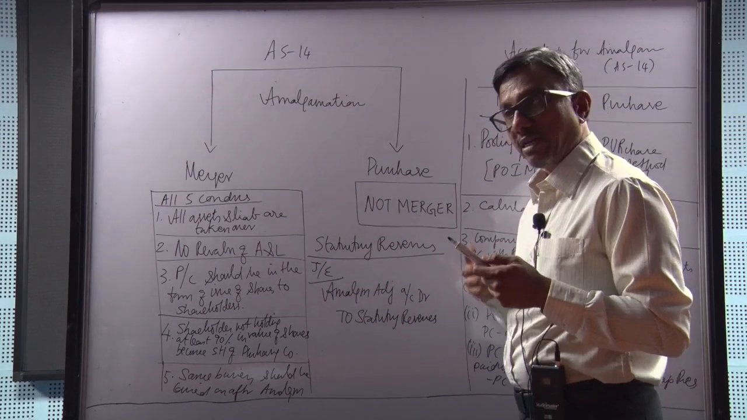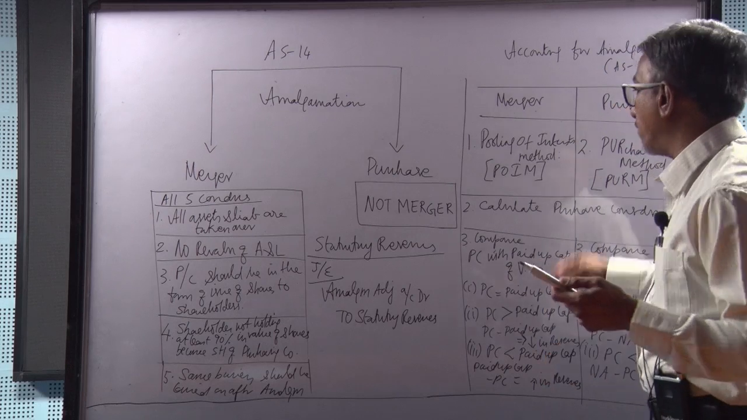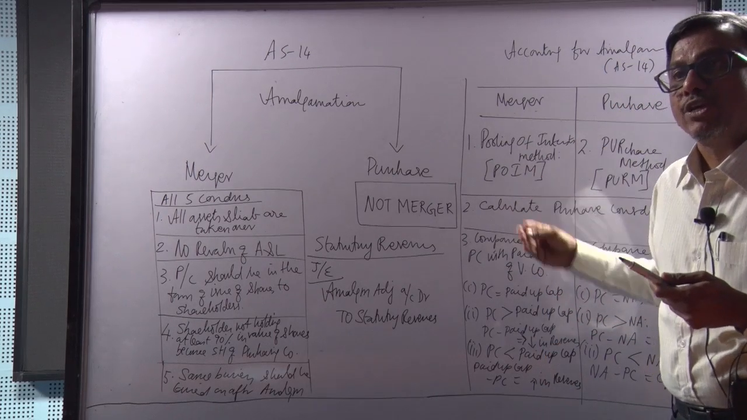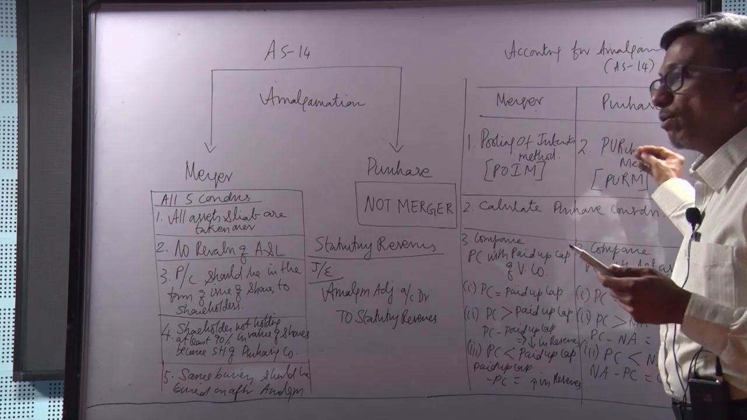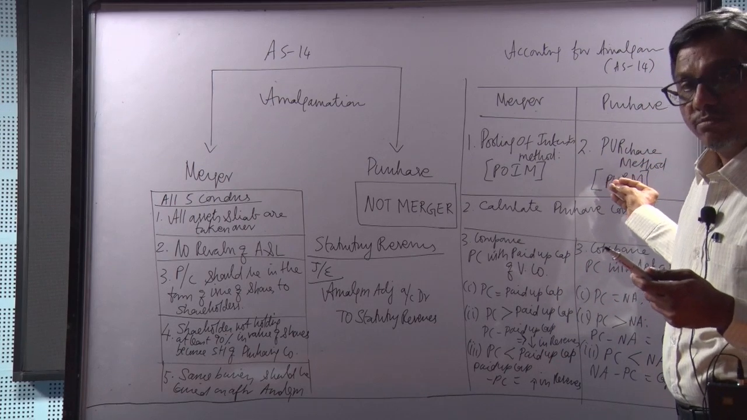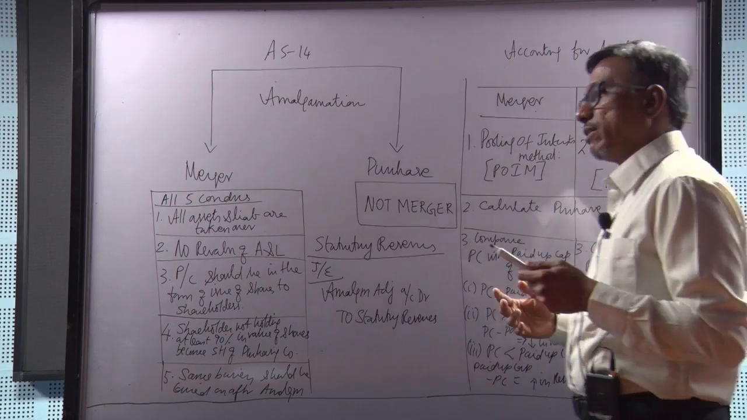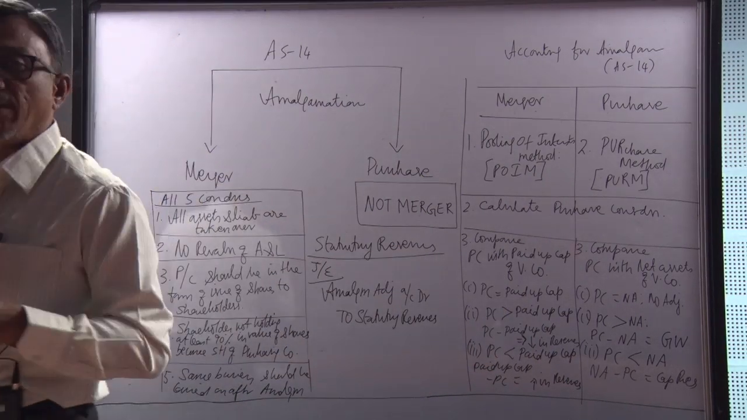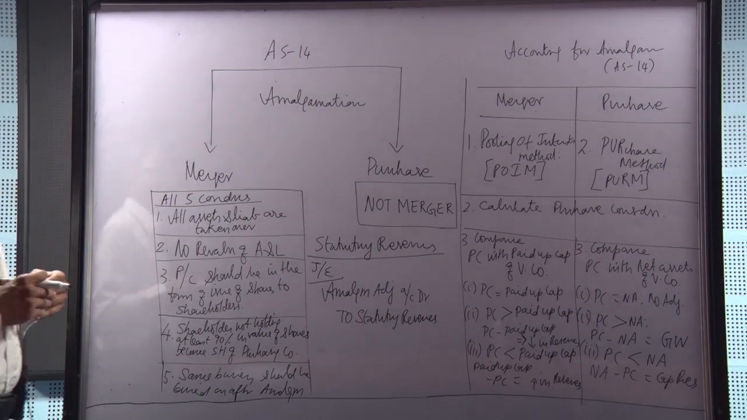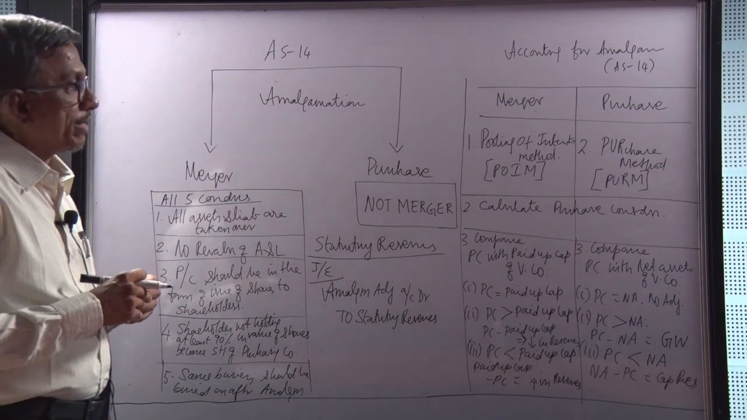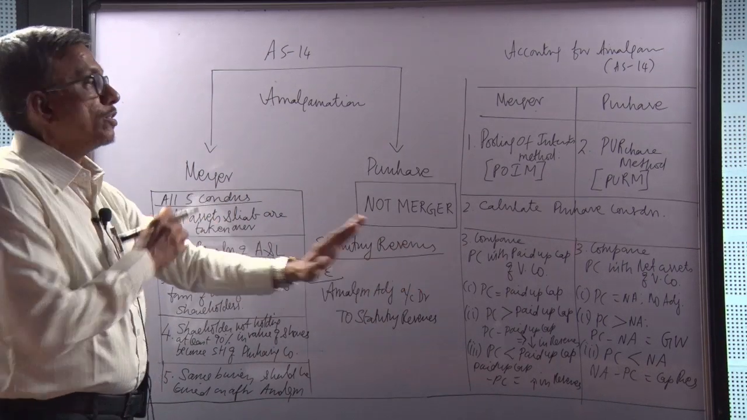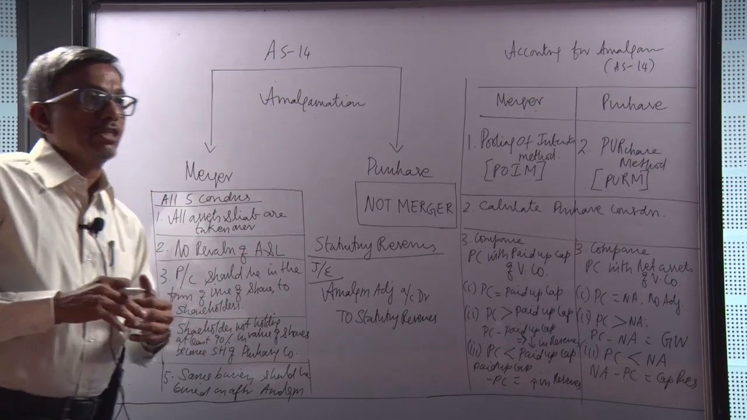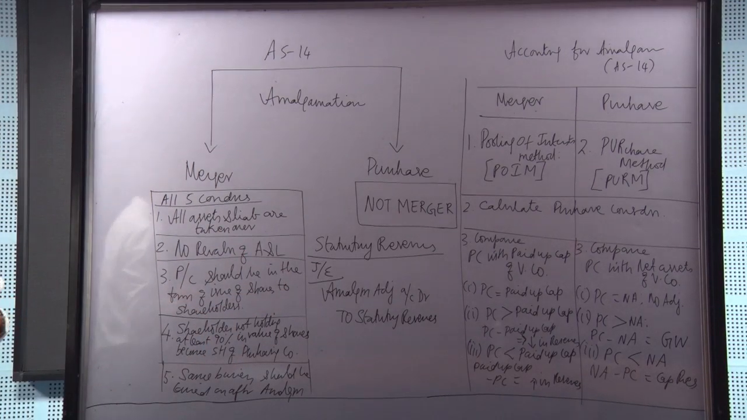In another exam I found that they have asked you to explain what is pooling of interest method and how it is different from purchase method. So questions can be asked not necessarily to do problems on amalgamation, but some theoretical background about AS 14 can also be asked in the examination. So this is the basic idea behind which we are going to do problems on amalgamation and reconstruction.